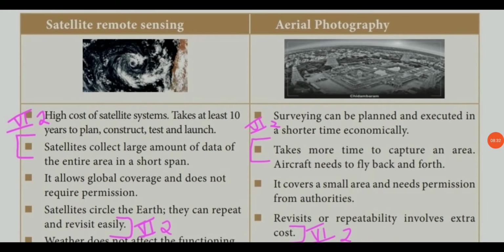So from satellite remote sensing, satellites collect large amount of data of the entire area in a short span, whereas in aerial photography takes more time to capture an area. Aircraft needs to fly back and forth. Next point, in satellite remote sensing, it allows global coverage and does not require permission. Aerial photography, it covers only a small area and needs permission from authorities. Third point, from satellite remote sensing, satellites circle the earth. They can repeat and revisit easily. Aerial photography, revisits or repeatability involves extra cost.